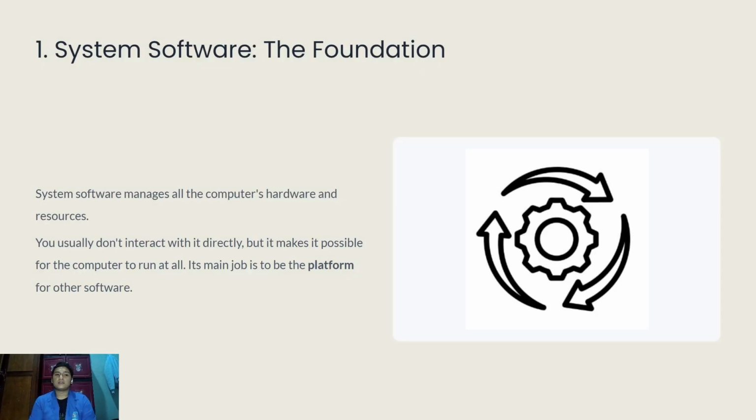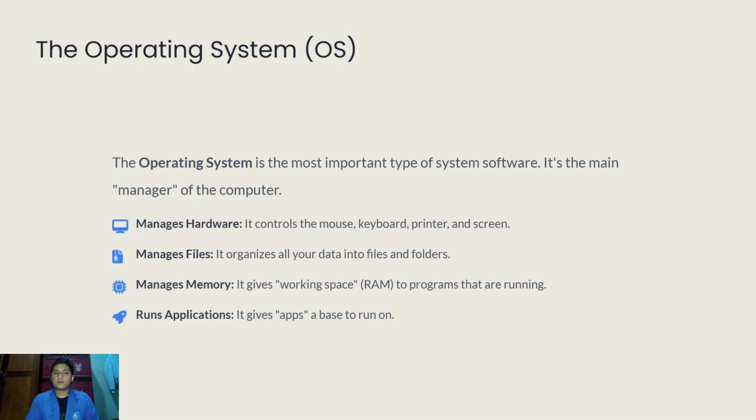The next slide is system software, or the foundation itself. System software manages all the computer hardware and resources. You usually don't interact with it directly, but it makes it possible for the computer to run at all. Its main job is to be a platform for other software. The next one is the operating system, or OS.